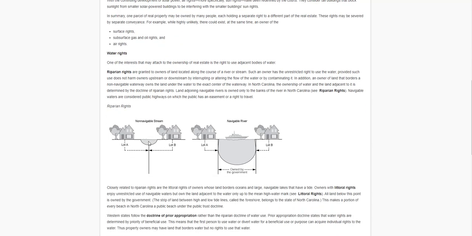Water rights. Oh goodness, are we about to hear something right? Oh, I like this.